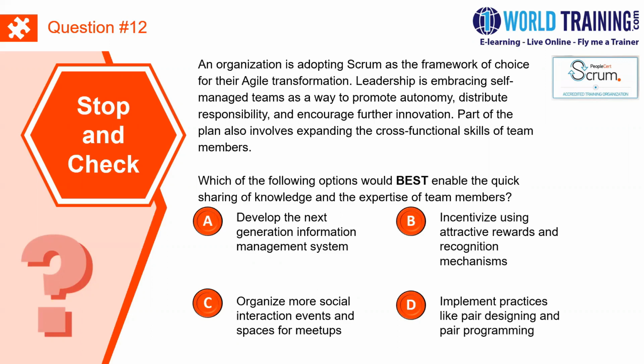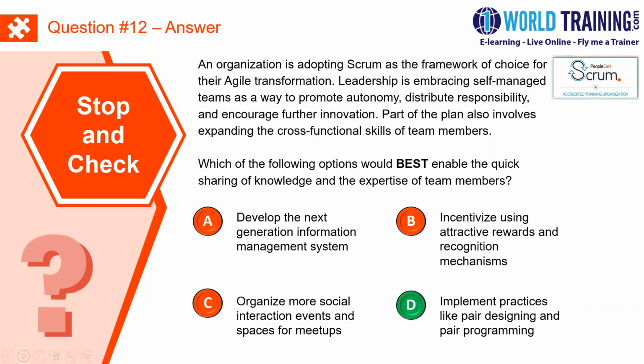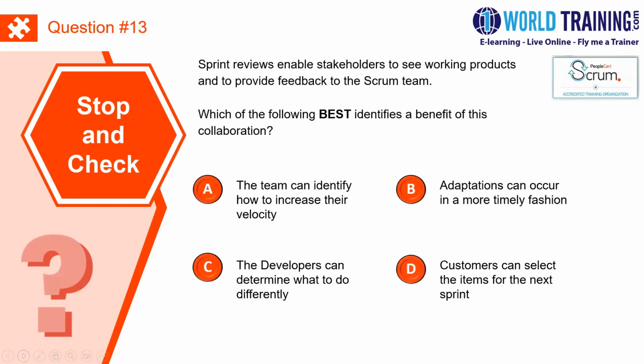So it's a very simple question. They are trying to implement Scrum as a framework for doing the agile transformation, and they want to ensure there is a plan for cross-functional skills. Cross-functional skill in a team can be developed through practices like pair programming and pair designing. So the answer for this is option D, which is implement the practices of pair programming and pair designing. These are the ways by which you can implement cross-functional skills, and you can implement the agile transformation at the organization level. Moving ahead, question number 13.